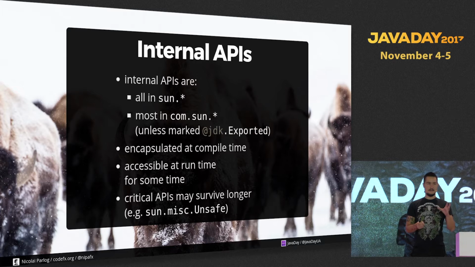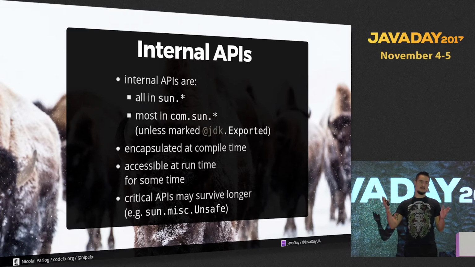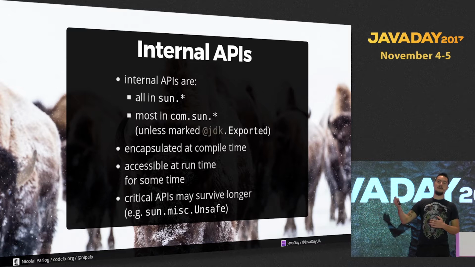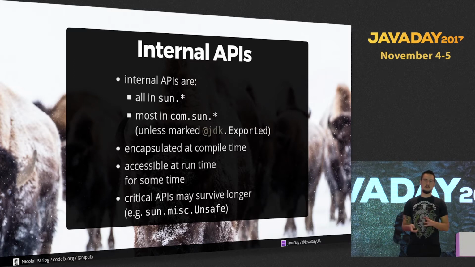So internal APIs are encapsulated by default. At runtime, they were made accessible on Java 9 to give you a little bit more time to make your code work. That was one of the later decisions in the Java 9 development cycle, to make it easier to migrate to Java 9. And some critical APIs like sun.misc.Unsafe may even survive a little bit longer, through Java 10 or Java 11. Remember, Java 10 and Java 11 are both next year, right? So these won't be around for another decade, but they will be around for another year or two.